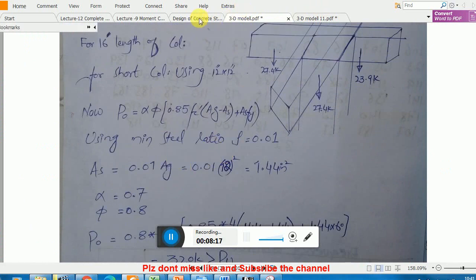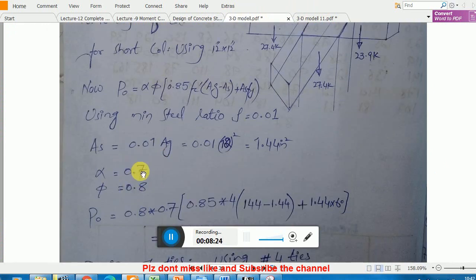Because these are the new versions of the ACI code, and I am using the old one, before 2000. Okay, alpha is 0.7, although you can use 0.65, and phi value 0.8, which is okay. Clear? And we all know the limitation of steel reinforcement according to the ACI code: your rho provided should be greater than rho minimum, clear, and should be less than rho max.